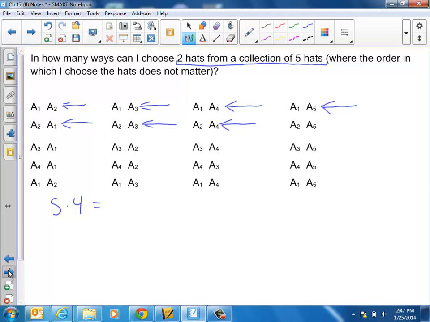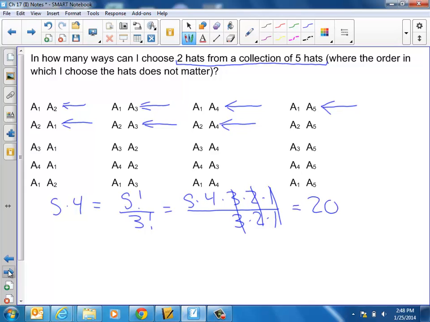Right? Well, 5 times 4, I can actually represent as 5 factorial over 3 factorial. I'm going to represent this multiplying using the factorial shorthand. Why does that make sense? Well, 5 factorial is 5 times 4 times 3 times 2 times 1. 3 factorial is 3 times 2 times 1. So they are indeed the same. 5 times 4 is the same as 5 factorial over 3 factorial. That, as I'm sure you know, is equal to 20. So there are 20 different ways in which I can choose 2 hats if the order did matter.